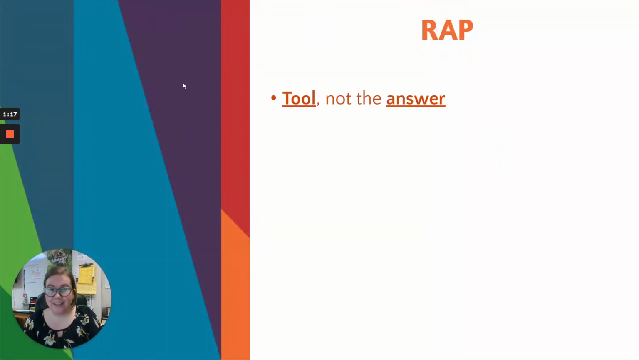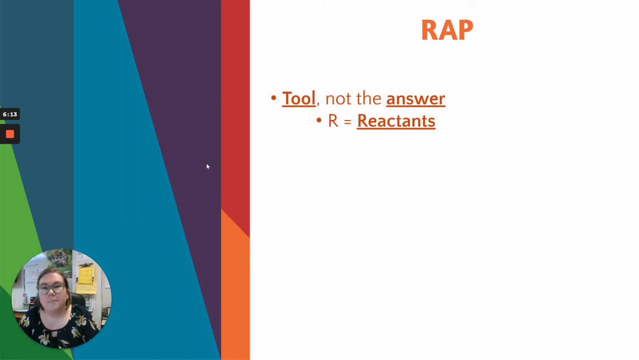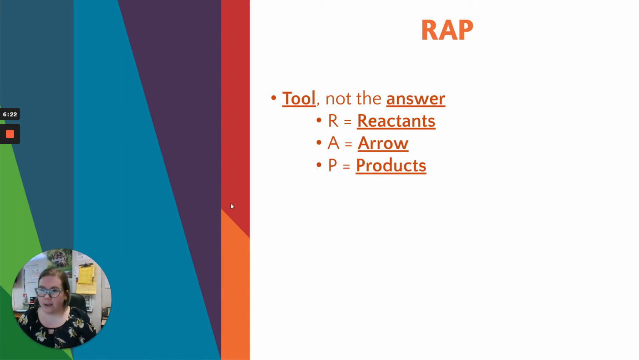So RAP is a tool to balance our chemical equations. It's not the answer, so make sure that you don't just put the RAP table as your answer. I'll explain what exactly you need for your answer. But it stands for reactants, that's the R. Arrow, right, that's in the middle of our equation. And then products. And I'll explain how to use this all in an example in just a minute.